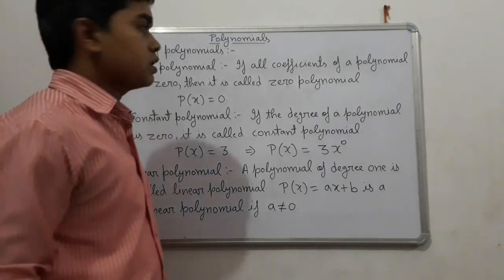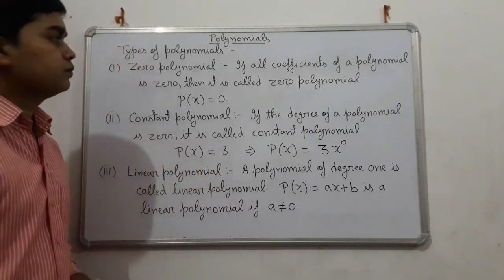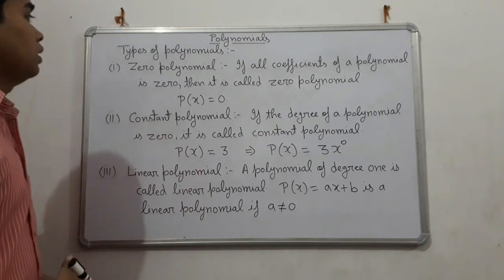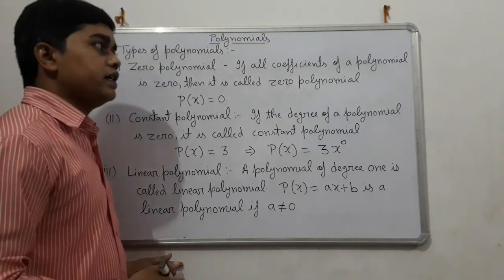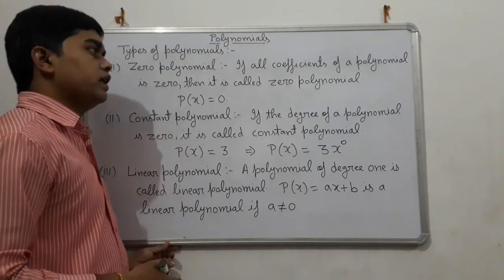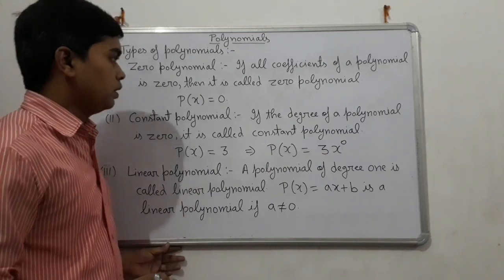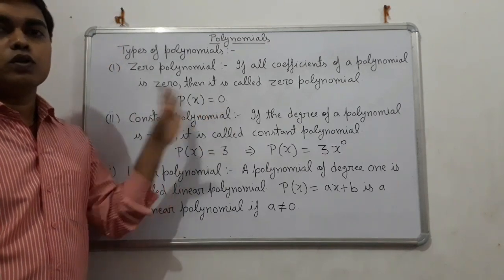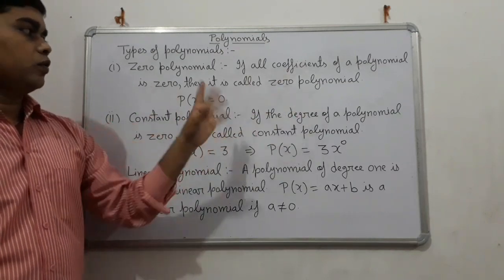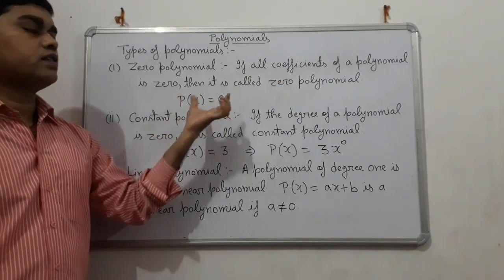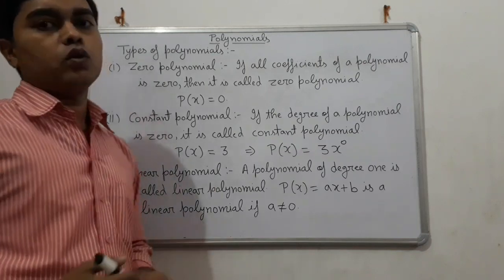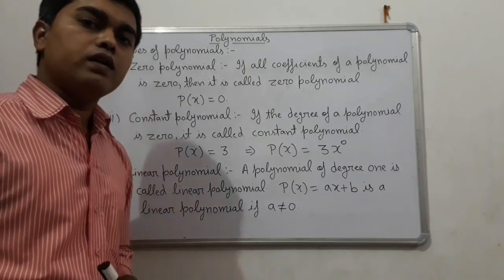Children, now we will discuss about the types of polynomials. So first is zero polynomial, that I have told also. If all coefficients of a polynomial are 0, then it is called zero polynomial. We will write it p(x) is equal to 0. Now all terms are 0, means p(x) is equal to 0. This is zero polynomial. And beta, degree of zero polynomial is not defined.